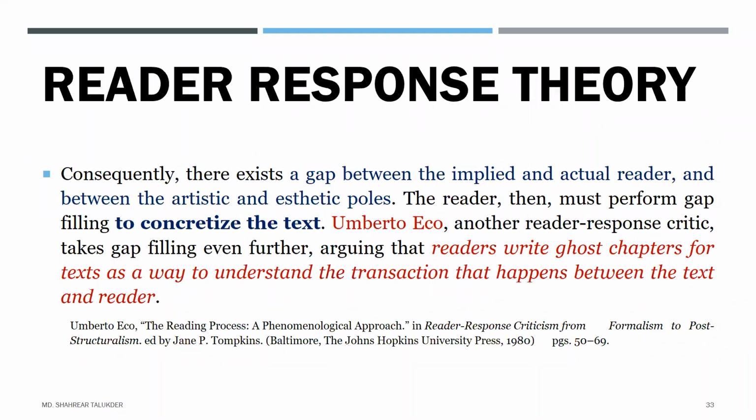Consequently, there exists a gap between the implied and the actual reader, and between the artistic and the aesthetic poles. So between the implied reader and actual reader there is a gap, and between the artistic and aesthetic poles there is a gap. And here we get the meaning of a text. That's why the meaning of the text is always indeterminate, or not fixed. The reader then must perform gap filling to concretize the text. If you want to get a meaning of the text, then you have to concretize. You have to understand the gap, and therefore you have to create a meaning from that gap.